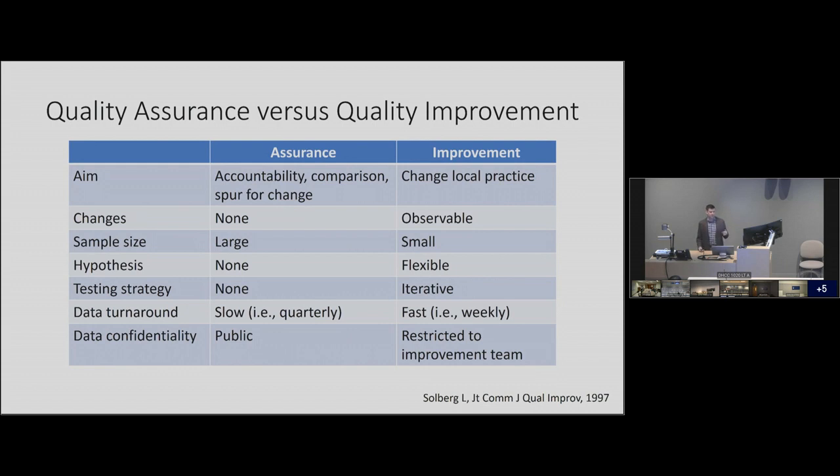And then improvement data you usually want restricted to the improvement team, because a lot of your changes won't work, and people don't necessarily feel comfortable with failure, especially most of us in medicine. Whereas quality improvement is a business where a lot of your changes aren't going to work. And I think we need to start becoming more comfortable with that and not being afraid to test some of our new ideas to figure out whether they're working or not.